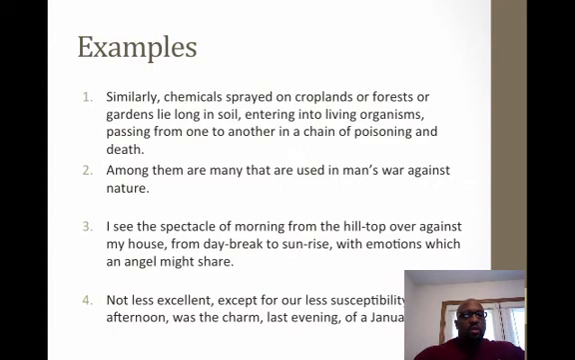Number one says, similarly, chemicals sprayed on croplands or forests or gardens lie long in soil, entering into living organisms, passing from one to another in a chain of poisoning and death. 2. Among them are many that are used in man's war against nature. 3. I see the spectacle of morning from the hilltop over against my house, from daybreak to sunrise, with emotions which an angel might share. 4. Not less excellent, except for our less susceptibility in the afternoon, was the charm last evening of a January sunset.